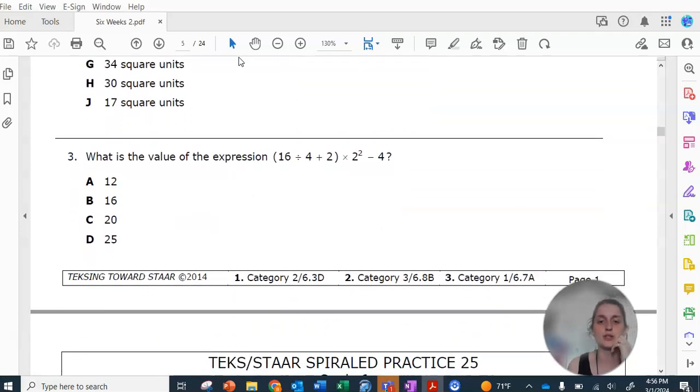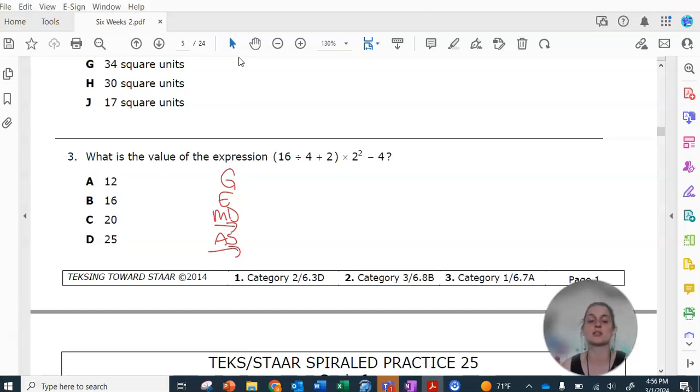What's the value of the expression? GEMDAS. Do what's in the grouping symbol first. There's multiple things in the grouping symbol. Follow GEMDAS. Which one should you do first, dividing or adding? Then rewrite everything. Then do the next step. Then rewrite everything that's left and do the next step.